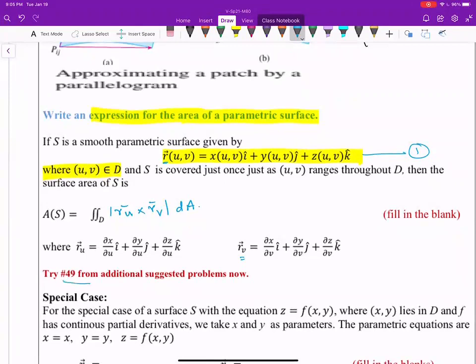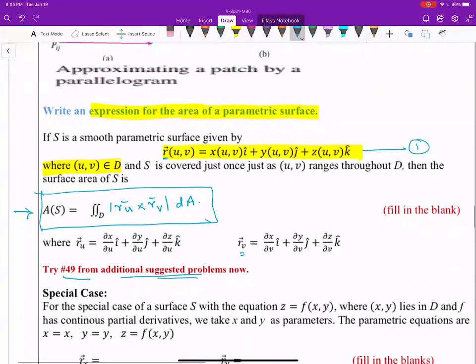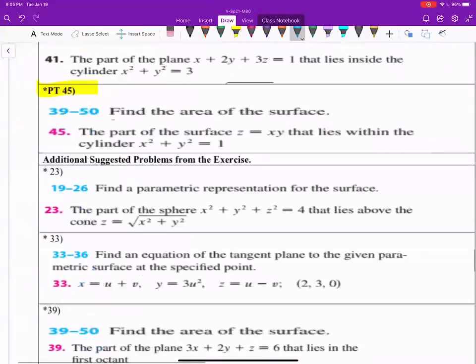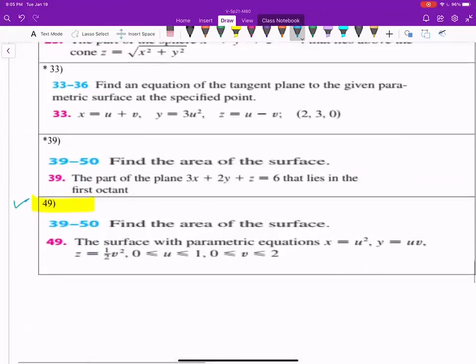Problem number 49 is based on finding the surface area where the surface is given in parametric form. This is a formula that you need to remember in this part. So problem number 49 in the additional suggested exercises is based on that formula. Please refer to the video for this section.